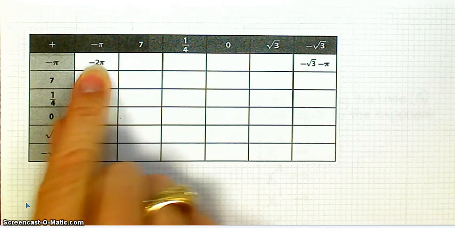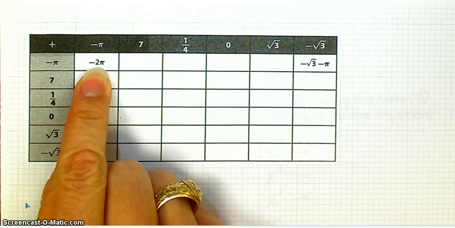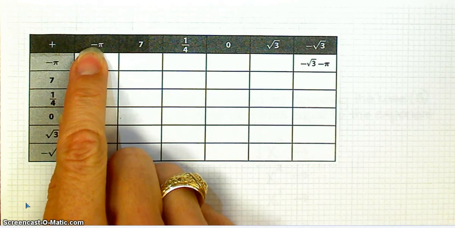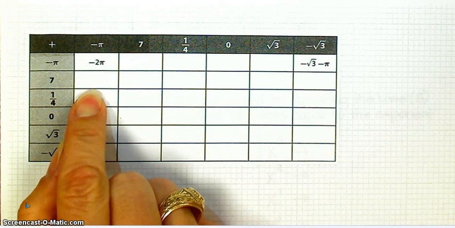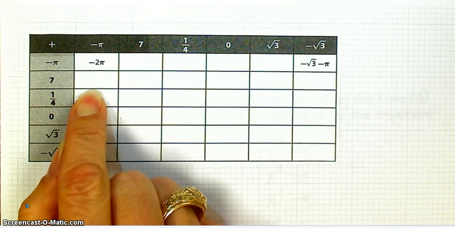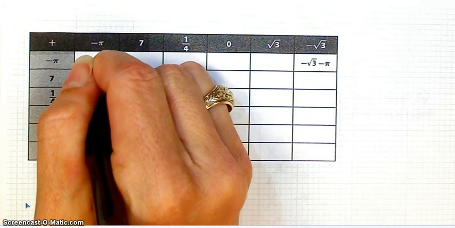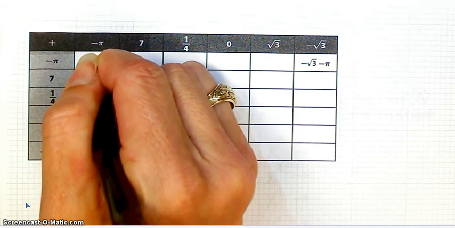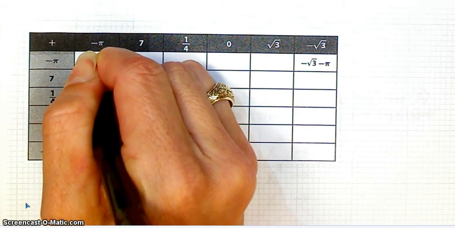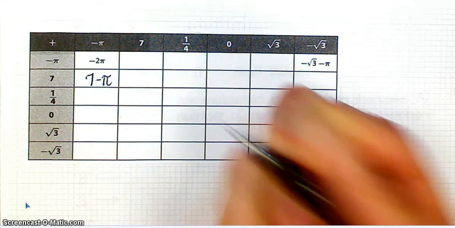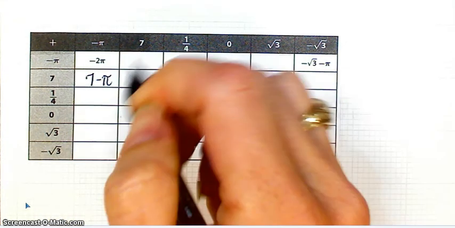So negative pi plus negative pi, that's 2 negative pi's. So that's negative 2 pi. Negative pi plus 7 is just negative pi plus 7. There's really no way you can just write and combine that. You could also say 7 minus pi or negative pi plus 7. It's the same thing. All right, so what I'm going to do is fill in this chart.